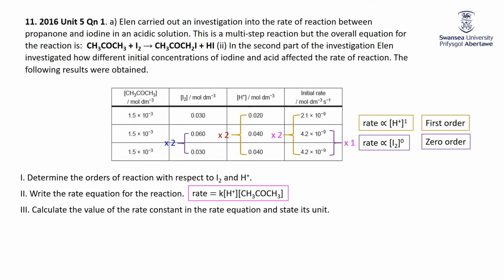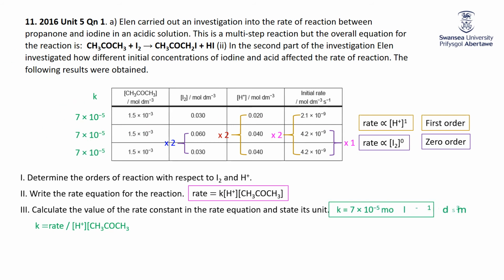Calculate the value of the rate constant, with its units. Well, it's second order, so we know it's going to be cubic decimeters per mole per second. Now, how do we get K? Well, we take this equation and rearrange it. So K is the rate divided by the concentration terms. Now we'll just pop those values in and calculate it. So 2.1 times 10 to the minus 9 divided by 1.5 times 10 to the minus 3 divided by 0.02 is 7 times 10 to the minus 5. Same thing and same thing. So the rate constant is 7 times 10 to the minus 5 cubic decimeters per mole per second.